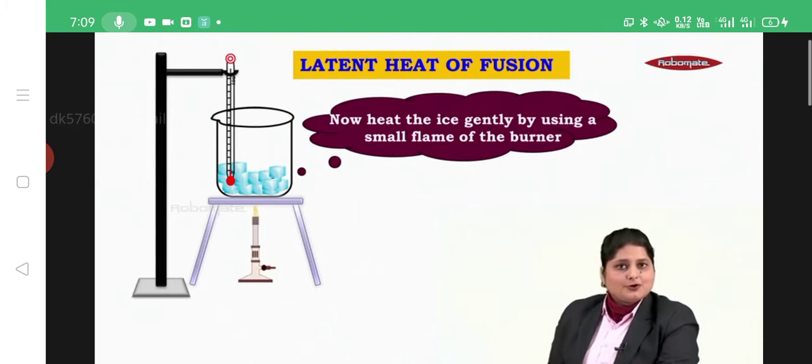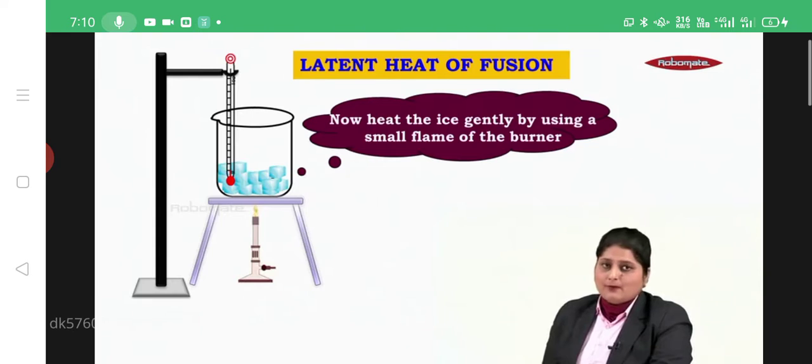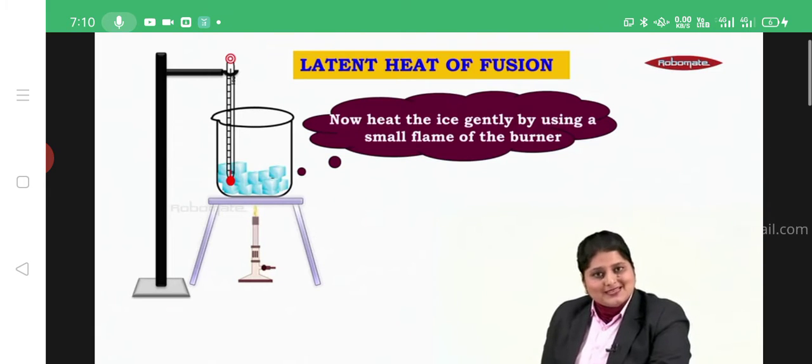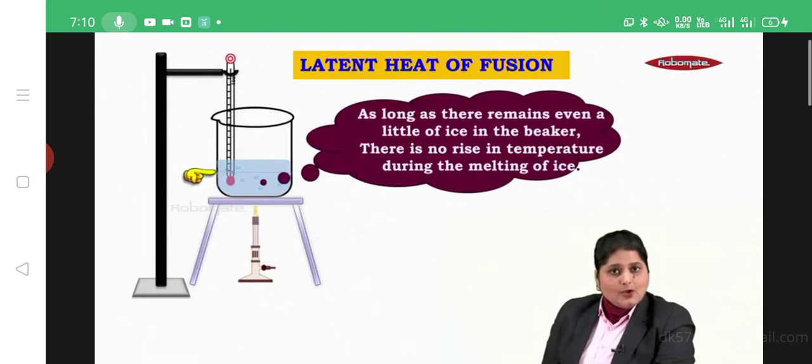After noting the temperature of ice, you now have to heat the ice gently using the small flame of the burner. Not too hard, but a small flame. Of course, the ice is slowly going to melt. So let's ask what is going to happen. As long as even a little ice remains in the beaker, there is no rise in temperature, which is very surprising, right? During the melting of ice.